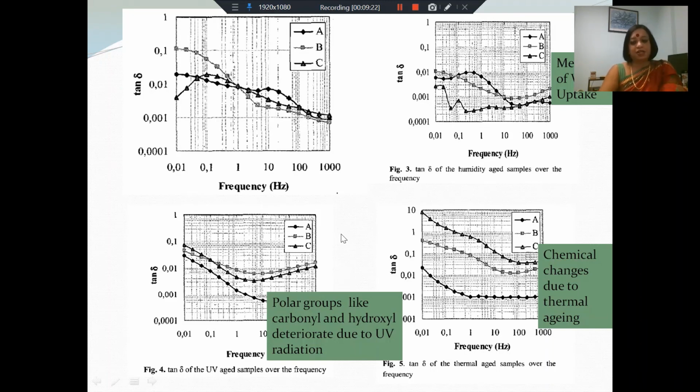And it has been concluded that polar groups like carbonyl and hydroxyl deteriorate due to ultraviolet radiation. Of course, you cannot come to that conclusion simply by looking at it. Additional tests have been done. But the point is that dielectric spectroscopy measurements look at the variation of complex permittivity with frequency and with temperature, and this gives us an idea about what kind of degradation might have taken place, or what kind of chemical changes might have taken place in a material due to aging or due to manufacturing.